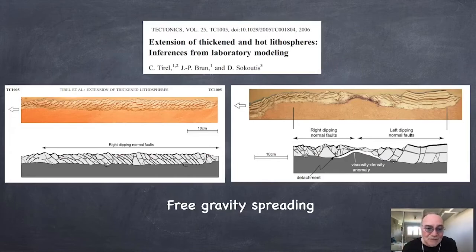Analog experiments again by Tirel et al. Again, Jean-Pierre Brun was involved in this one. They show the development of a wide rift and a wide rift with metamorphic core complex. Again, one brittle layer above a ductile layer, wide rift mode, a nice domino distribution of normal faults, and you add a zone of viscosity and density anomaly, and you form a dome.